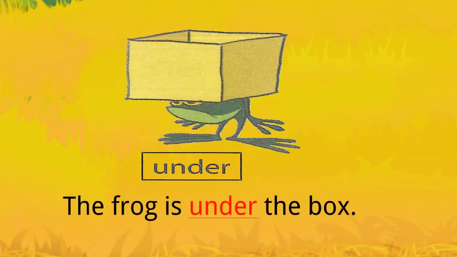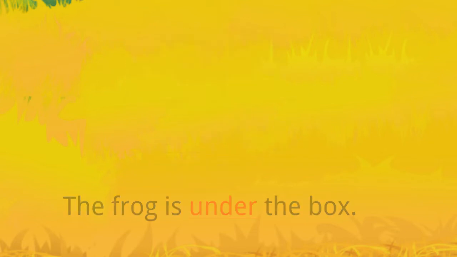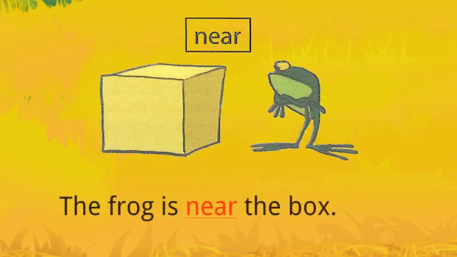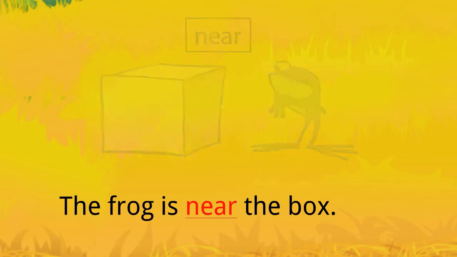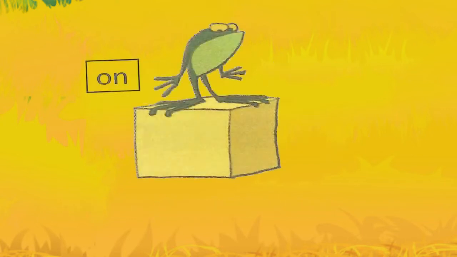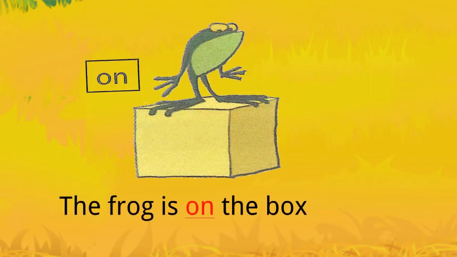Under. The frog is under the box. Near. The frog is near the box. On. The frog is on the box.